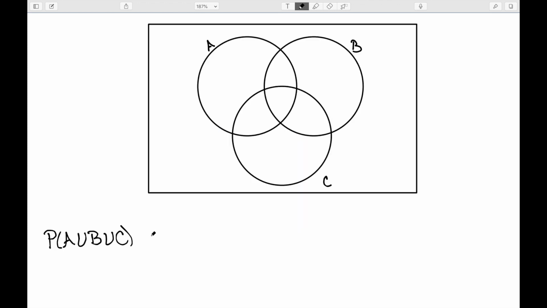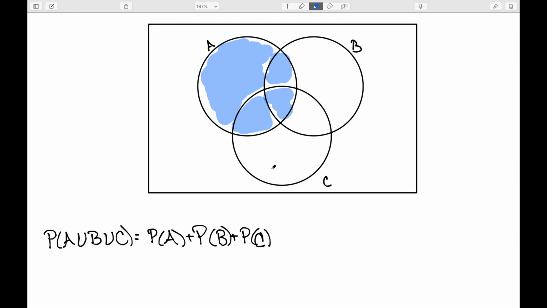Let's see if we can use this same idea to come up with a rule for three events, the probability of A union B union C. So let's start with the probability of A plus the probability of B plus the probability of C. To do the probability of A, we have this region here, this one, and this one here. So that would represent the probability of A.